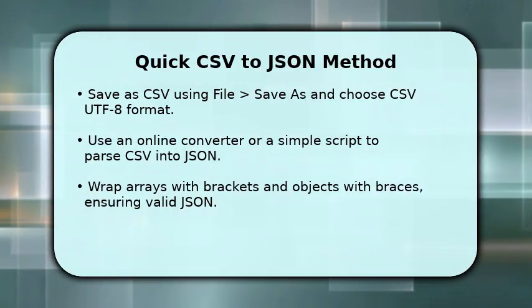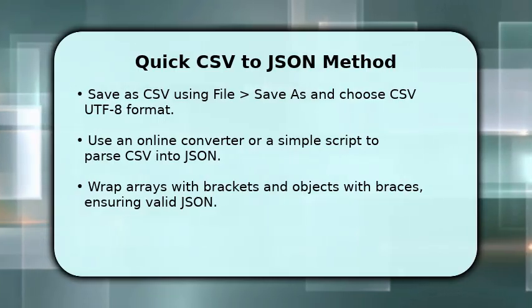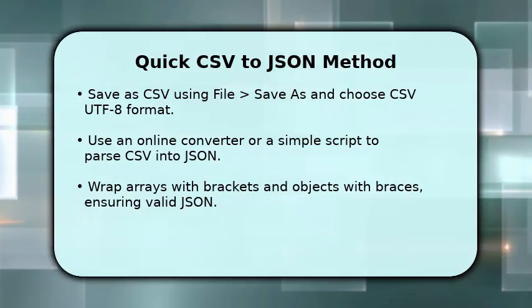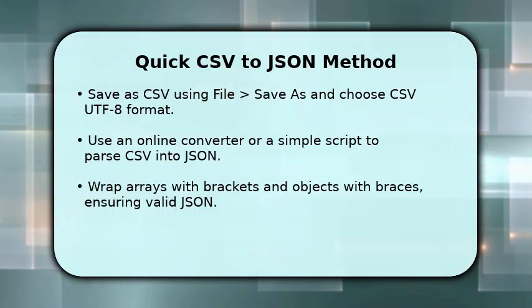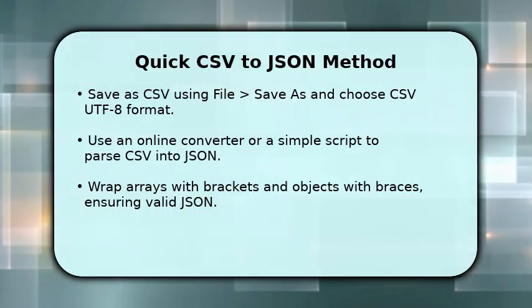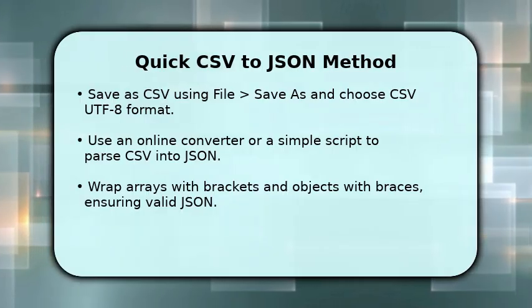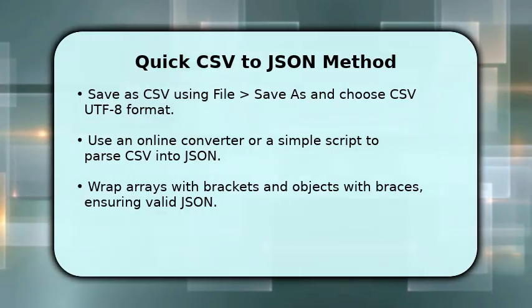The script should parse the header row into keys and each row into a JSON object. Wrap the objects in square brackets to form a JSON array. Validate the resulting JSON with a validator before using it in applications.